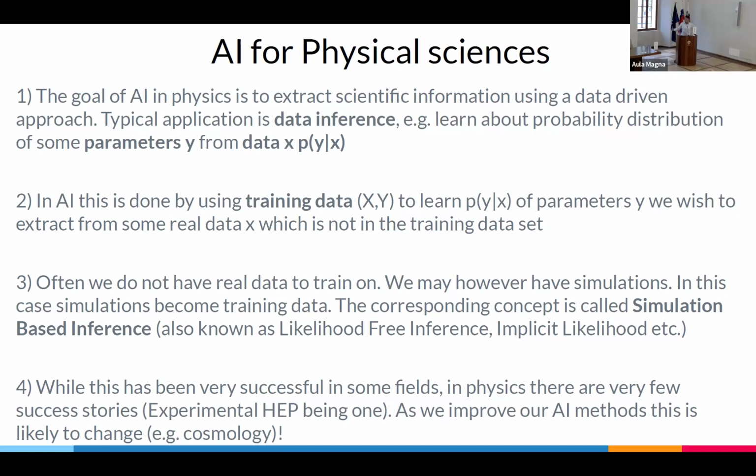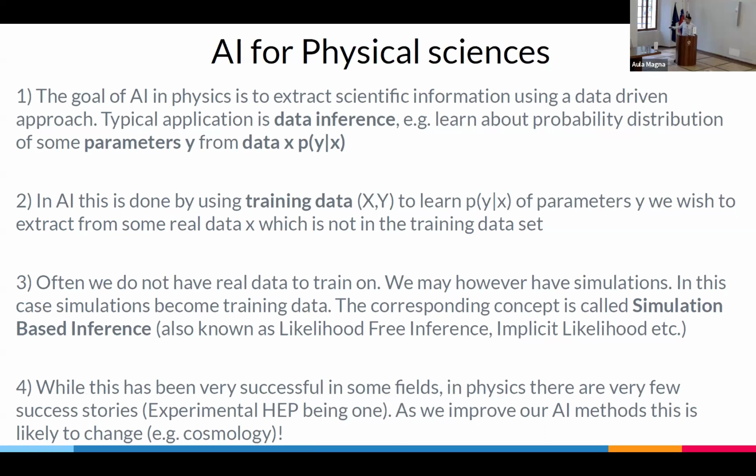So you don't try to do any likelihood analysis as one would traditionally do, but instead you just have training data pairs x and y out of simulations, and then you try to infer the posterior p of y given x. All right, in some fields this has been very successful, and high energy physics is one example, and we'll hear talks about it later in the week.